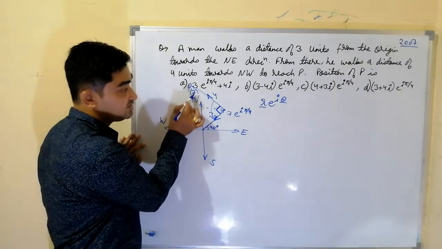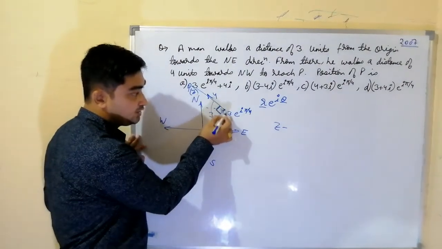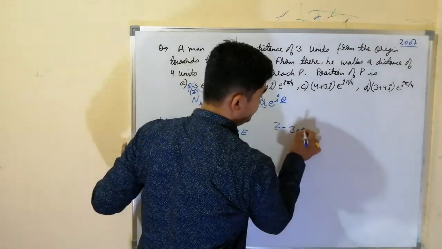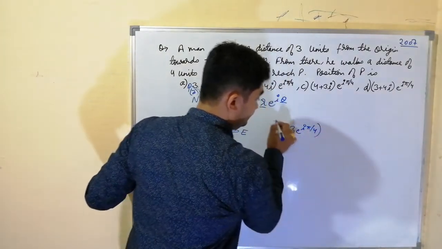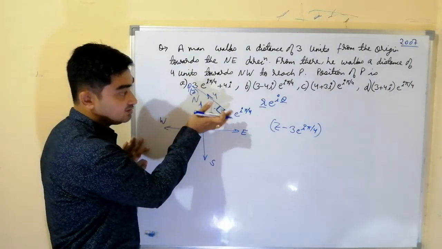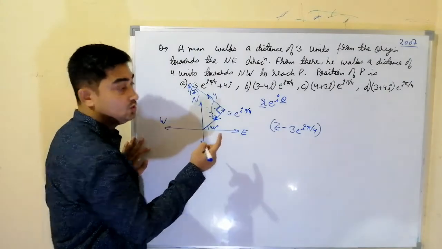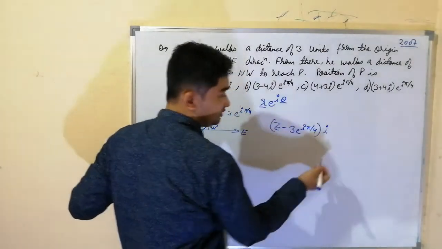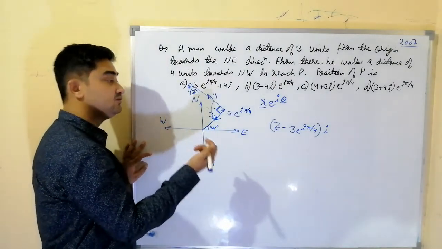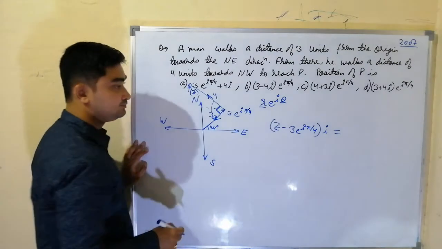What is the final point? Z, which you have to find. What is the initial point? Initial point is 3 into e power iota pi by 4. So it is z minus z1, final minus initial. This we have to multiply with e power iota pi by 2. E power iota pi by 2 or iota, both are same because we have to rotate it by an angle 90 degree. Whenever we have to rotate a complex number by 90 degree, we can multiply with iota.